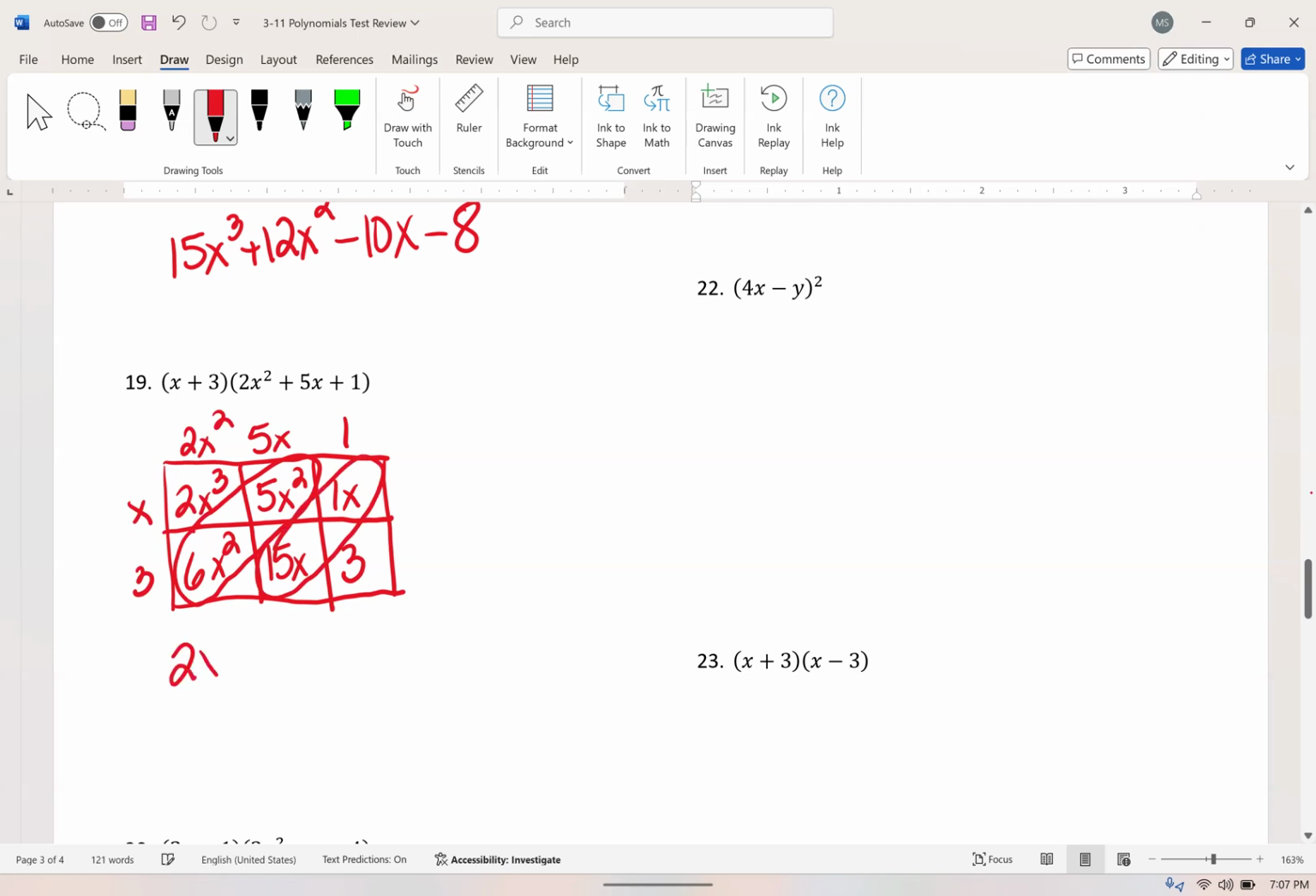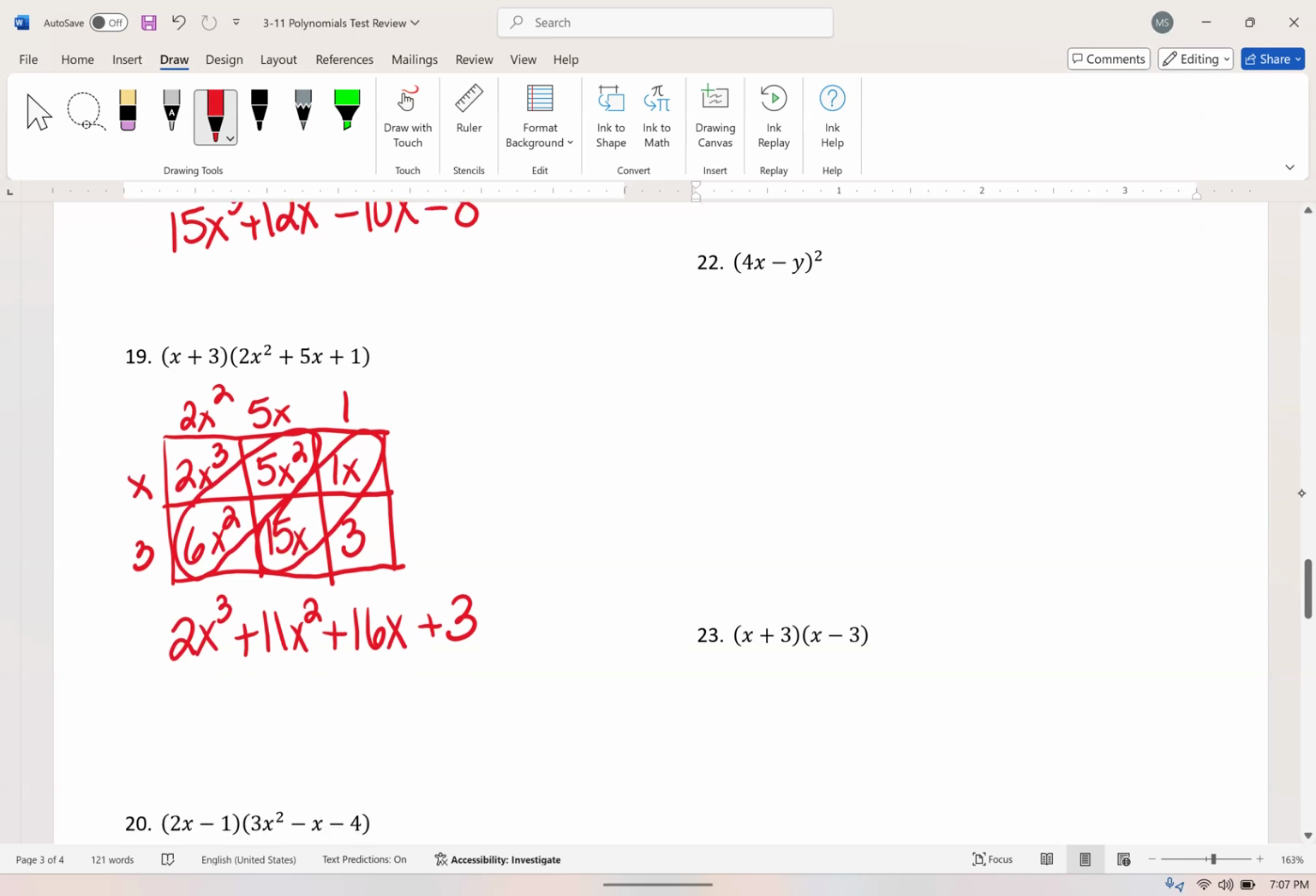So we have one term with an x cubed, that's 2x cubed. You have two terms with an x squared. 6x squared plus 5x squared is 11x squared. And then we have two terms with just an x. 15x plus 1x is 16x. And then we only have one constant term. So there is the answer, 2x cubed plus 11x squared plus 16x plus 3.